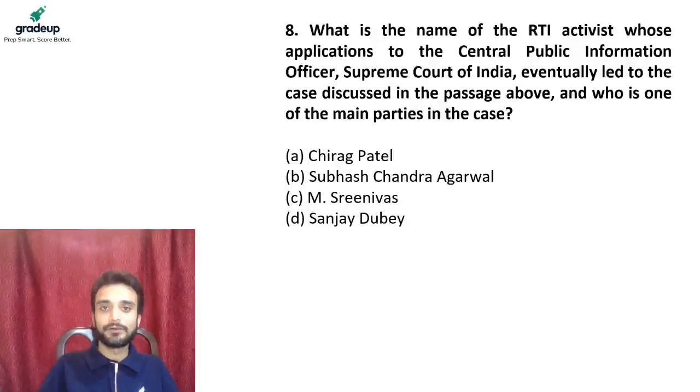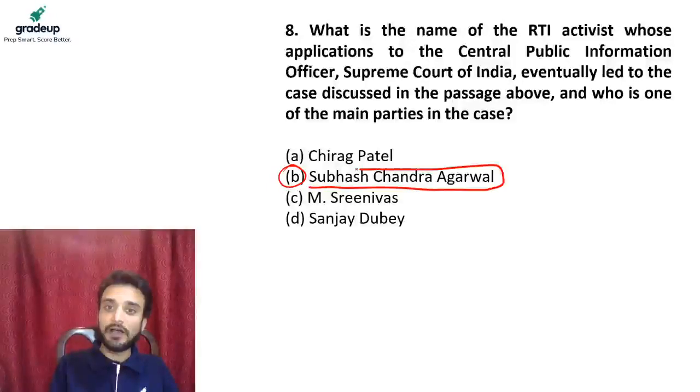Question number 8. What is the name of the RTI activist whose application to the CPIO, Supreme Court of India, eventually led to the case discussed in the passage above? If you remember, in the Gradeup course, we did discuss this judgment called Subhash Chandra Agarwal versus. So the person whose RTI was allowed by the CPIO Supreme Court was Subhash Chandra Agarwal. Am I clear?